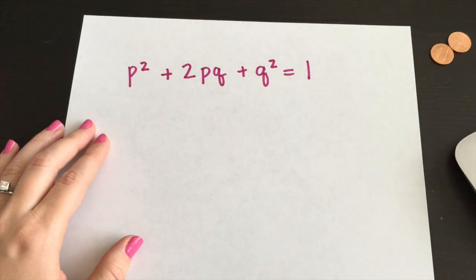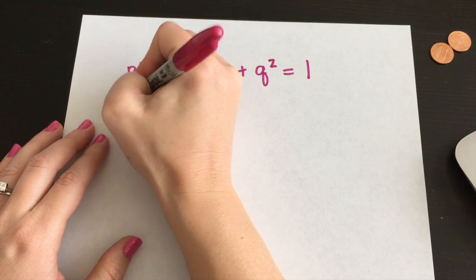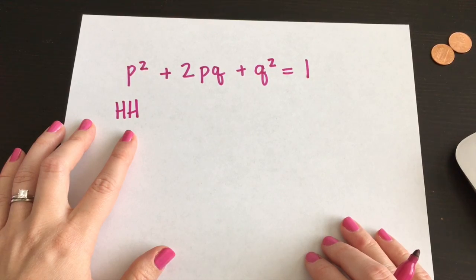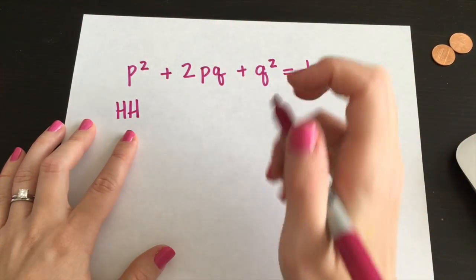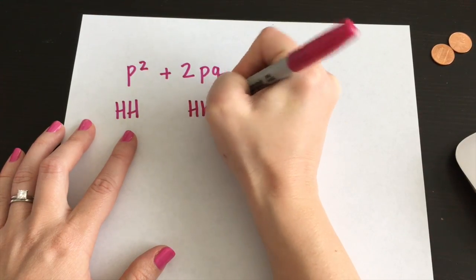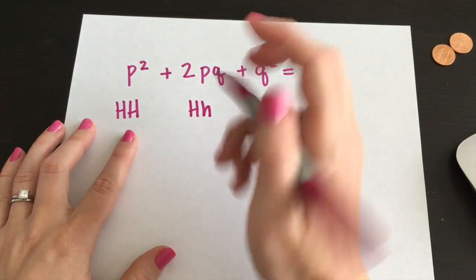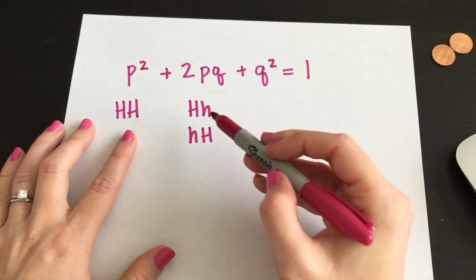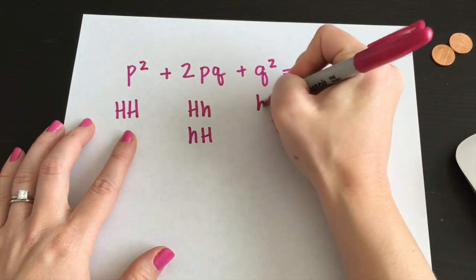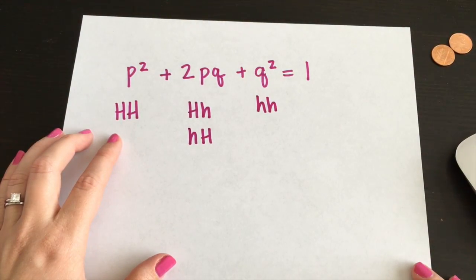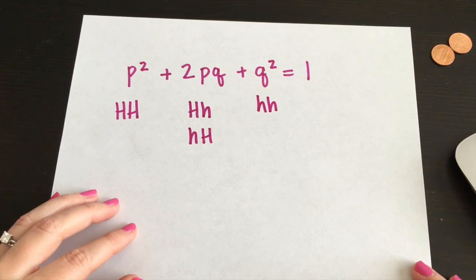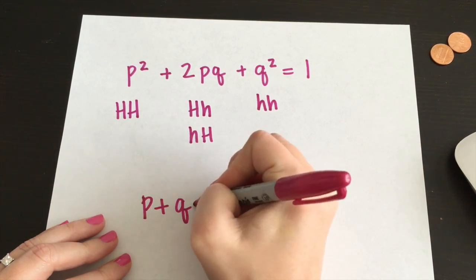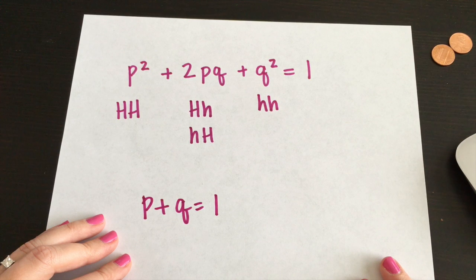Let me just give you an idea. P squared is going to be that homozygous dominant genotype. 2pq is going to be your heterozygous. Remember, we always write it like this, but you very well could have this, right? That's where the 2 comes from. So you have 2 different forms. And then q squared is going to be little h, little h. That's what it means. Now, we have one more equation. P plus q is equal to 1.